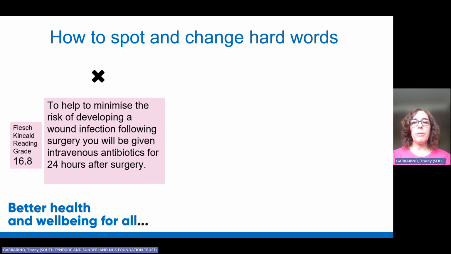So here's an example of how to spot and change any hard words. As you can see, this sentence has a Flesch-Kincaid reading grade of 16.8, which is really high. So the sentence reads, to help to minimize the risk of developing a wound infection following surgery, you will be given intravenous antibiotics for 24 hours after the surgery. So have a go at spotting the hard words.